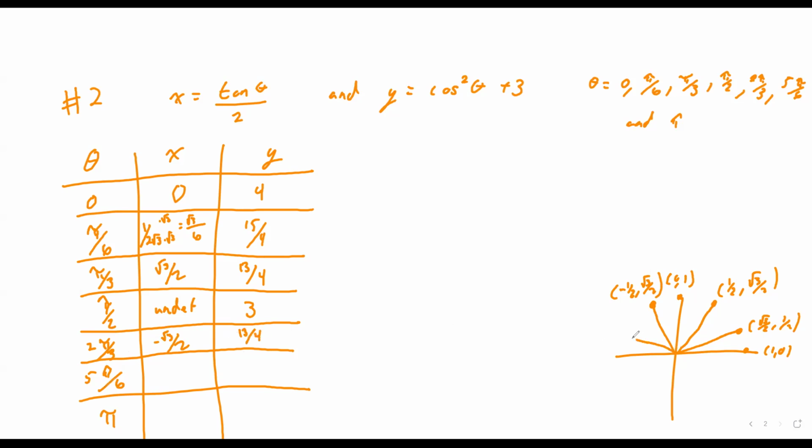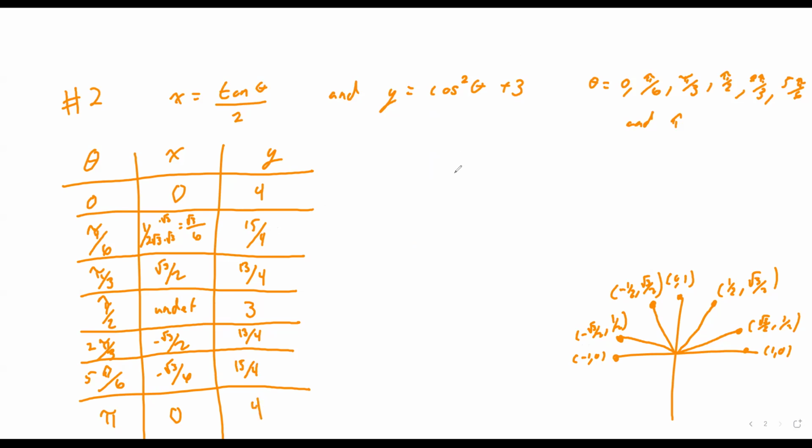5 pi over 6, which would be located right here, would be (negative square root 3 over 2, 1/2). Keep, change, flip, you get 1 over the square root of 3, so negative 1 over square root of 3. So then I know it's just going to be this, but with a negative. Plug it in there as well. Negative square root of 3 over 2 squared will give me positive 3/4. 3/4 plus 3 gives me that 15/4 again. And then pi would just be (negative 1, 0). So again, this would be 0 over 2, which is 0. This would be negative 1 squared, which is 1, plus 3, which is 4.